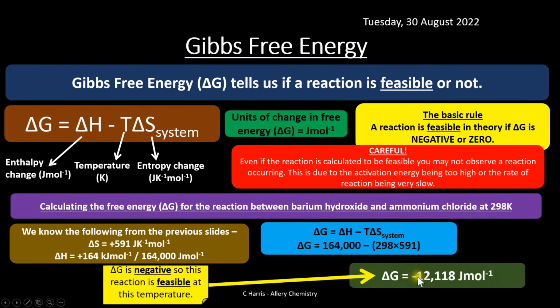This figure is definitely feasible. It's a negative value, so this reaction will go, and we've taken into account enthalpy and entropy in this reaction to produce delta G. So that is a feasible reaction. That's what comment we can make on it.